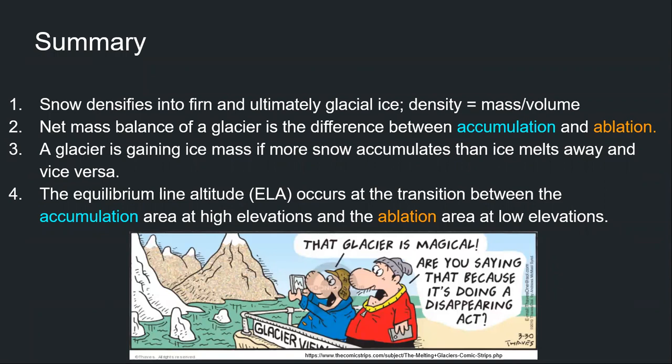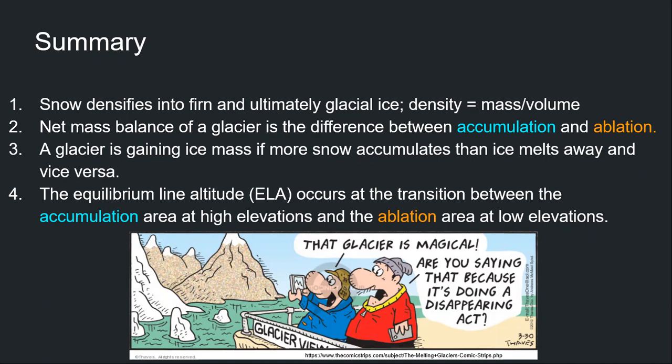So to summarize quickly, we saw that snow undergoes a densification process, metamorphism, and turns into firn once it survives summer, and eventually becomes ice once all the air is trapped in the ice and cannot escape the material. Density, very important, is equal to mass over volume. The net mass balance of a glacier is the difference between the accumulation and the ablation. A glacier is gaining ice mass if more snow accumulates than ice melts away, and vice versa.